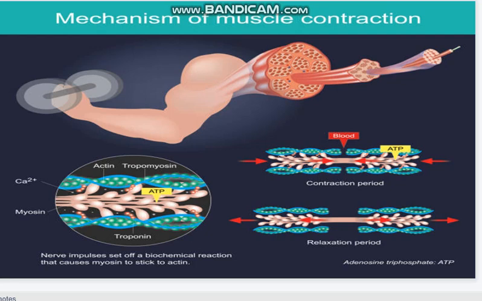We know muscle contraction involves actin and myosin, with calcium and ATP. Actin and myosin come close to each other during contraction, and when they slide apart, there is relaxation. This muscle contraction and relaxation is lost in muscular dystrophy because the muscles are lost, atrophied and destroyed.